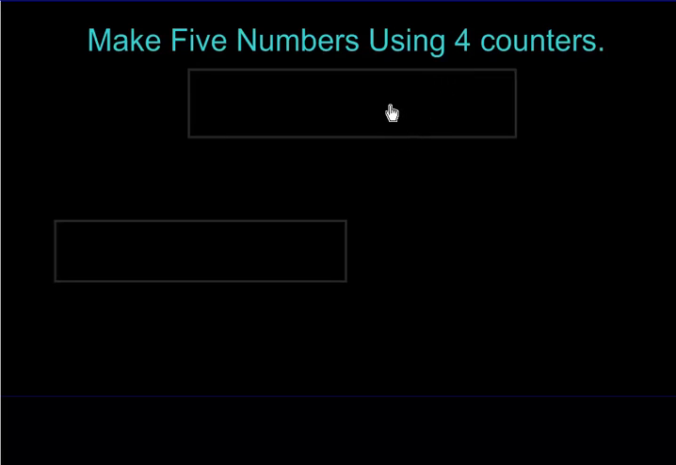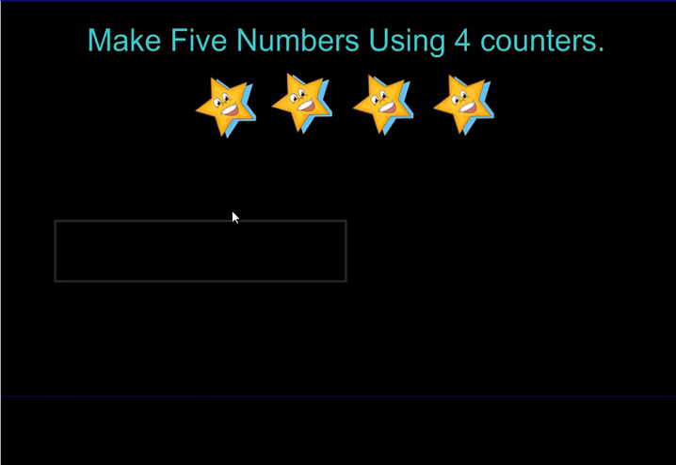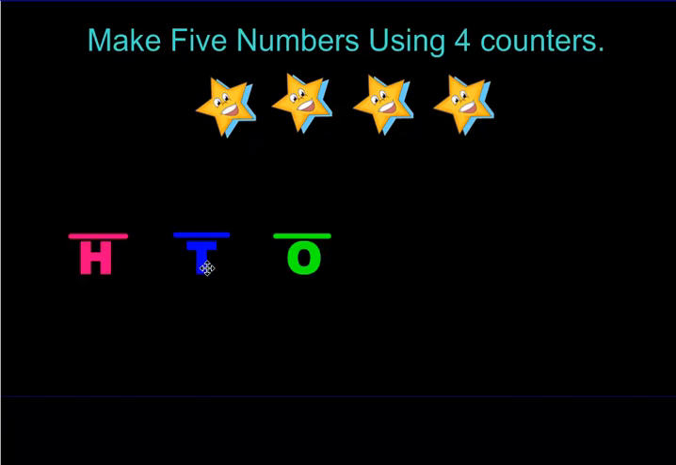Remember, you can use objects, shapes, animals. It's your choice. And for my example, I'm going to use stars. And so now we've got to make 5 numbers using these 4 counters. Okay, so let's start with our HTO table. And all you've got to do now is figure out where to put these stars.